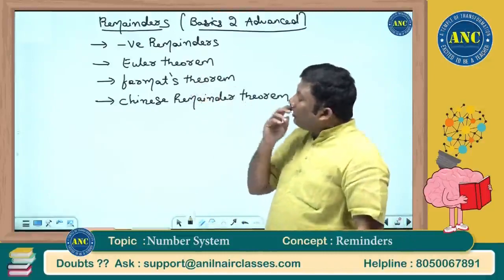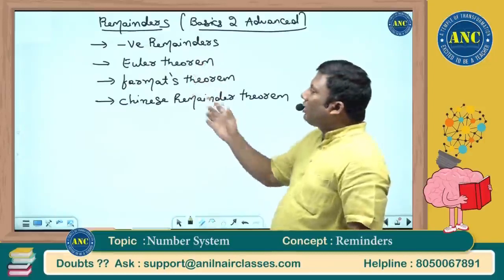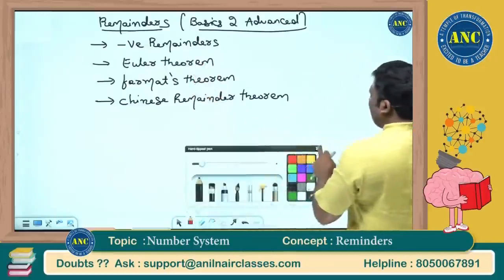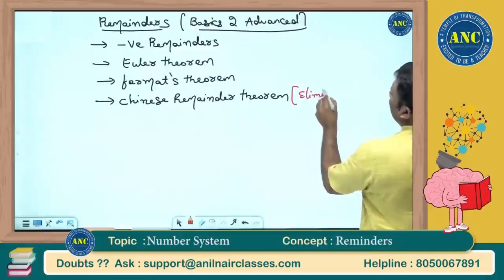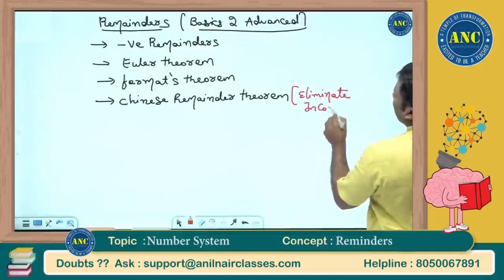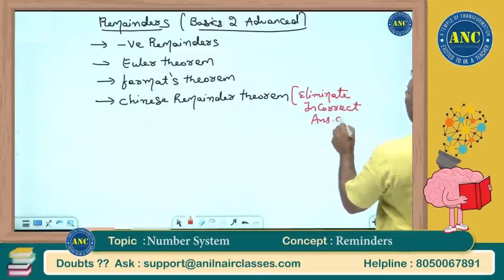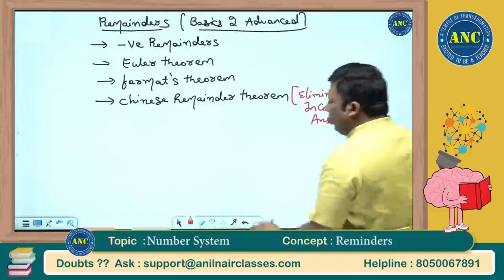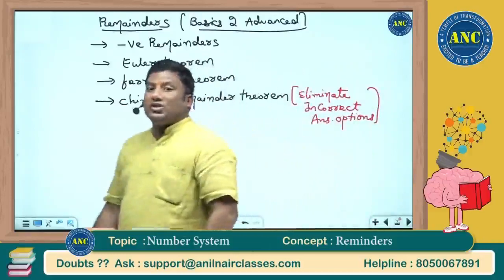Euler theorem is used when the denominator is a composite number. Certain problems Euler theorem will not give the answer fast. Then we will use Chinese remainder theorem. Chinese remainder theorem is like a digital sum. It will eliminate incorrect answer options. By knowing this theorem, you can solve a lot of problems by eliminating answer options.